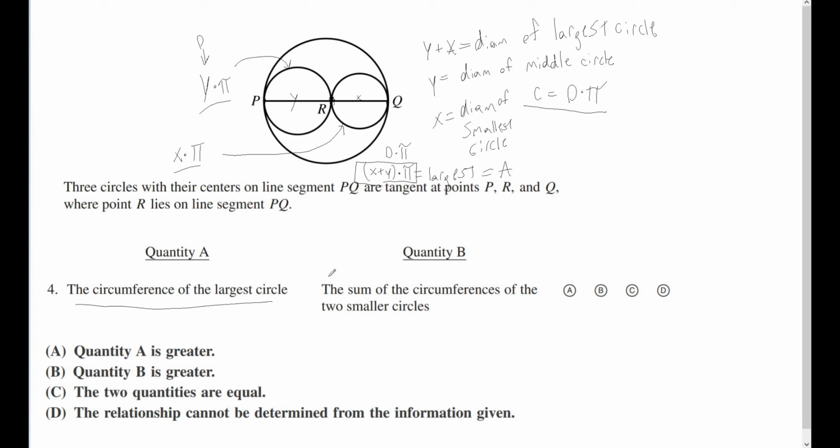Now, what is quantity B? Quantity B is the sum of the circumferences of the two smaller circles. So let's add them together, and what we get is y times pi plus x times pi. Now we have pi in both, so we can factor that out, and that will take you to y plus x in parentheses multiplied by pi. This equals the sum of both smaller circumferences.